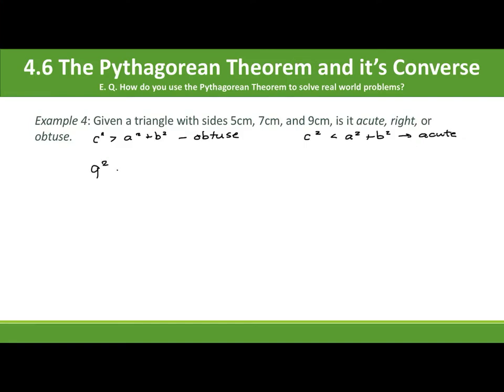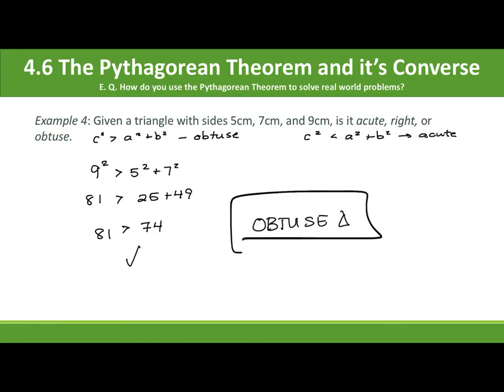So we're going to do 9 squared. Is that greater than 5 squared plus 7 squared? So we get 81 is greater than 25 plus 49. 25 plus 49 is 74. And is 81 bigger than 74? It sure is, so that means we have an obtuse triangle. All right, so again, you go ahead and pause the video, try the last your turn, and come back here and see if you get it right.